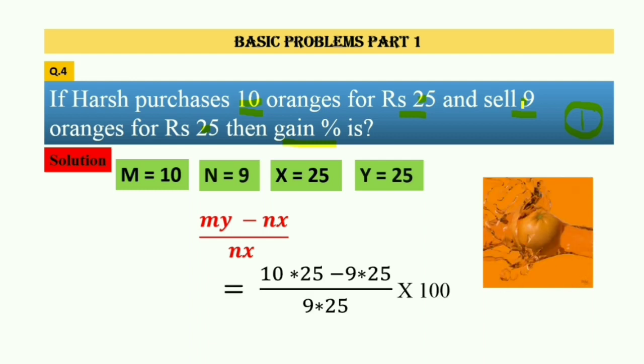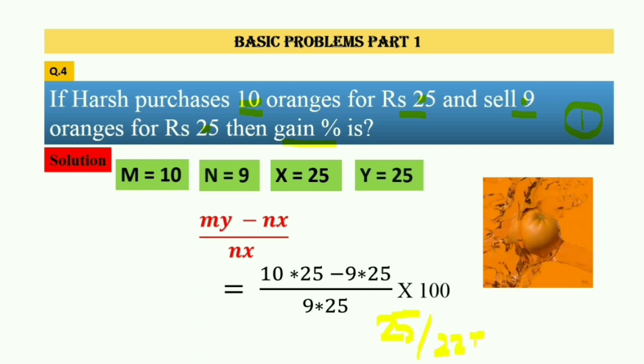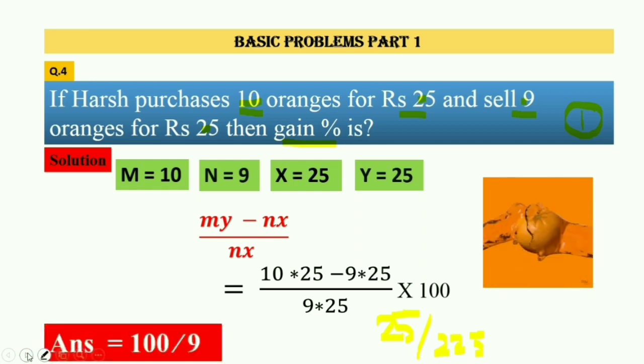After putting these values, we get 10 into 25 minus 9 into 25 upon 9 into 25 into 100. So after calculating this, we get 250 minus 225, remaining that is 25. Okay, and in the denominator 9 into 25, so we will get 225. Okay, so after cancelling 25 from 225, we will get 1 by 9. Okay, so our required answer is 100 by 9.